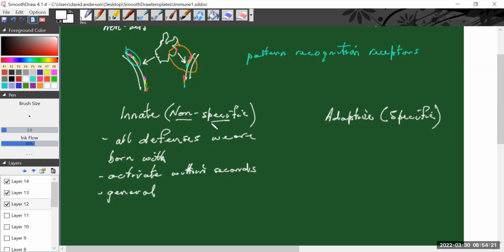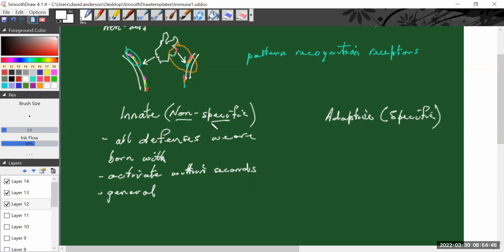So they're going to operate the same way. So think about inflammation, okay? Inflammation will operate the same way whether the injury was caused by an infection or by mechanical injury, like that sliver. The inflammatory response will be the same regardless. That's a type of non-specific defense.